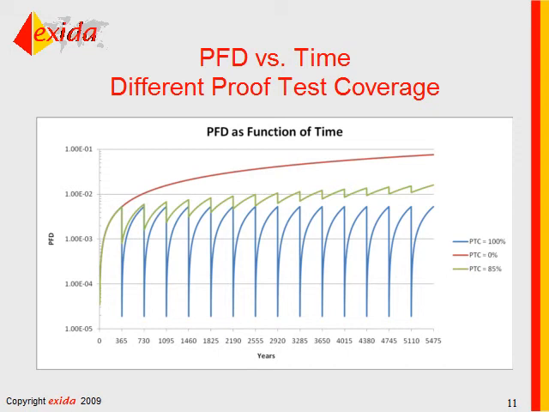I just calculated the probability of failure on demand as a function of time, and you will see the three scenarios that I chose. 100% proof test coverage is the blue line. It basically goes up to a certain level, then drops back all the way to 0, and repeats itself from there on. We have proof test coverage of 0%, that's the top red line, which starts out the same as the 100% coverage, but obviously when you perform the test, you will not detect anything, so PFD will simply continue to increase as a function of time.